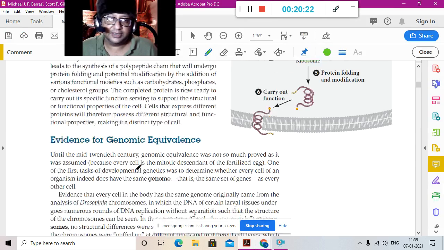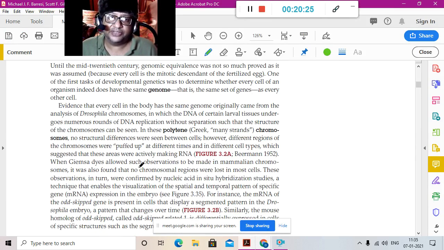So evidence of differential gene expression came with chromosomes known as Polytene chromosomes. They are found in the salivary glands of certain larval tissues, Drosophila salivary glands or Chironomus salivary glands. In MSc you will find them. These Polytene chromosomes have been found to have the same number of chromosomes and the same genes present in all the cells of the body of Drosophila.